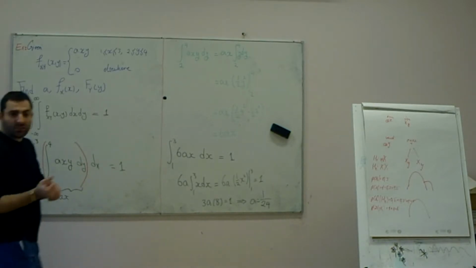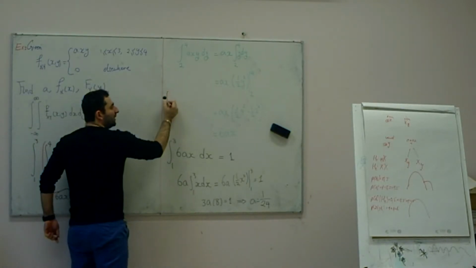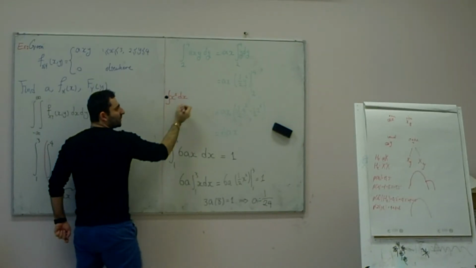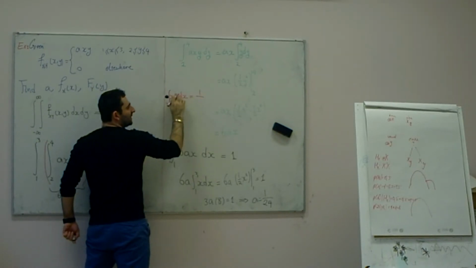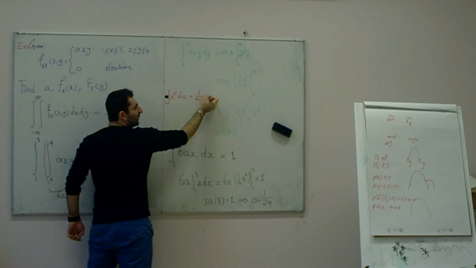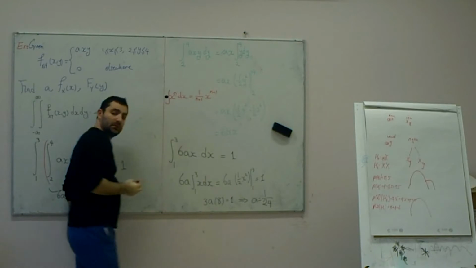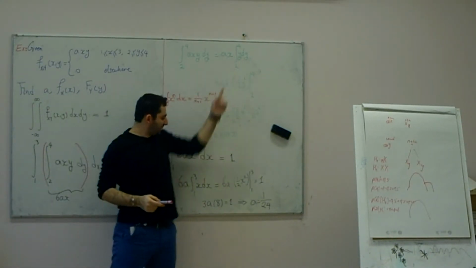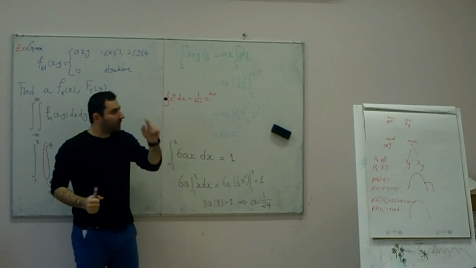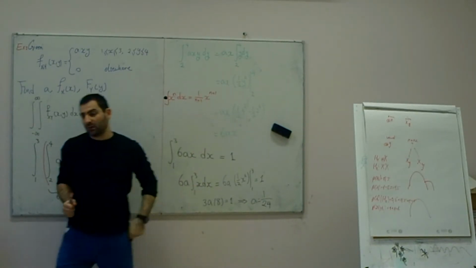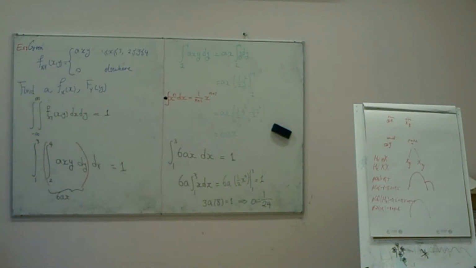Now, you remember the formula, right? The integral of x dx, because the power is 1, let's put even n here, it will be 1 over n plus 1 multiplied by x to the power n plus 1. Here n is 1, so I have 1 over 1 plus 1, which is 2, multiplied by x to the power of 2. Did you get the number 1 over 24?